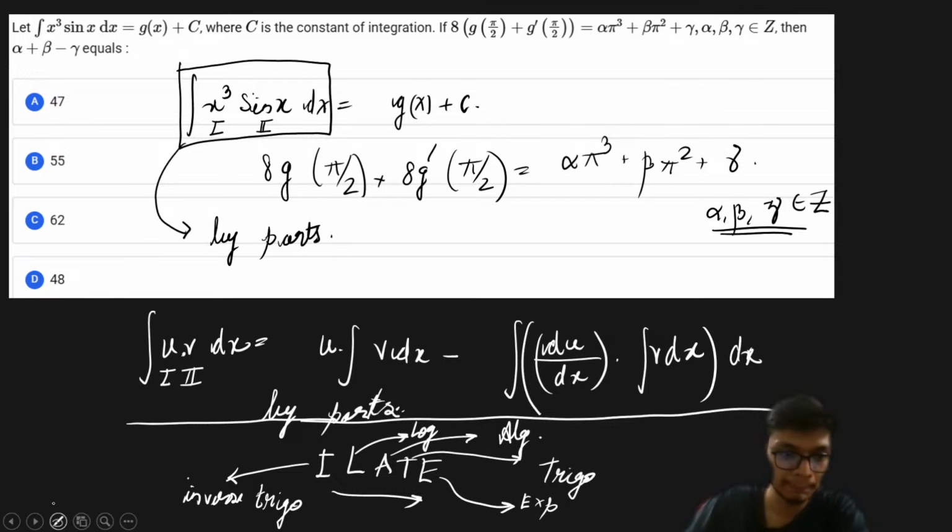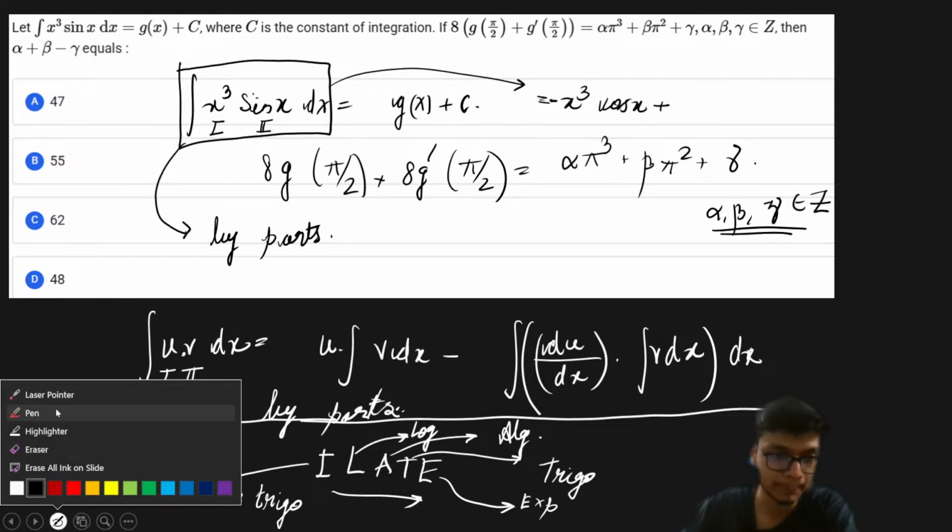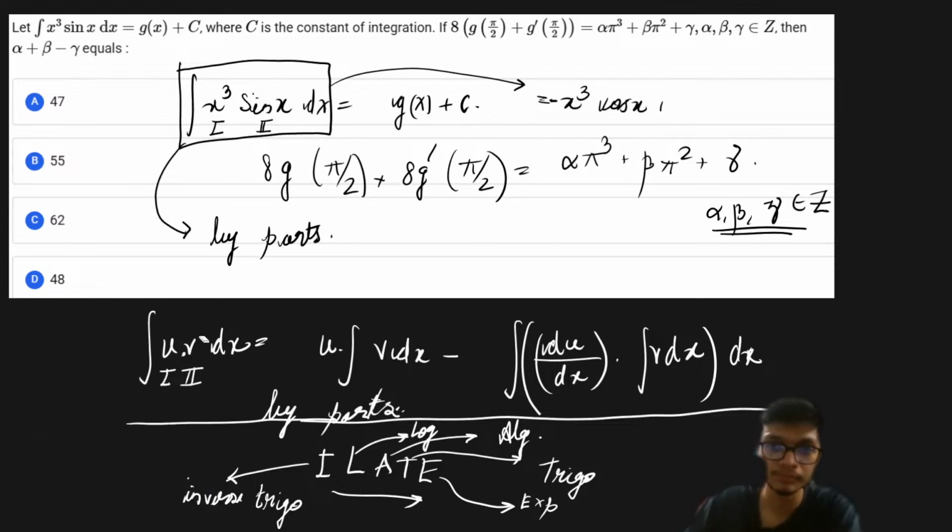If I apply integration by parts over here, this can be written as x cube times the integration of sine x dx, which is equal to minus cos x. Minus the integration of the derivative of x cube, which is 3x square, into the integration of sine x, which is minus cos x, so that ultimately becomes plus over here, right?